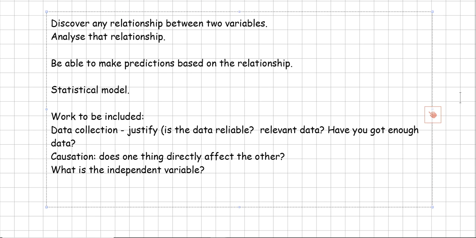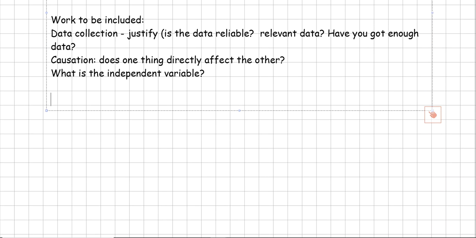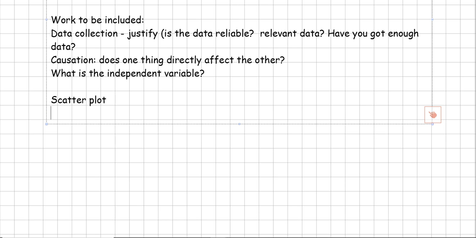Now, how do we do the analysis? We need to produce a scatter plot. You need to do a line of best fit. What needs to be included in a line of best fit? The mean point. We must have the mean point. Okay.